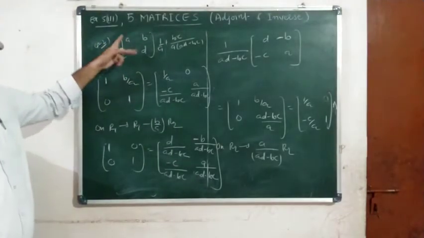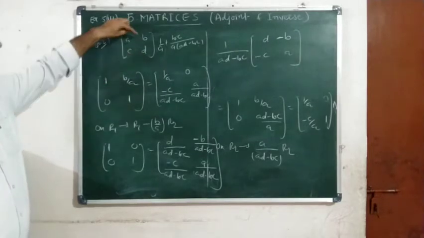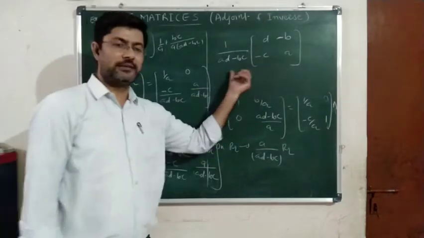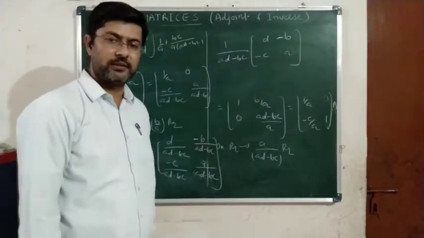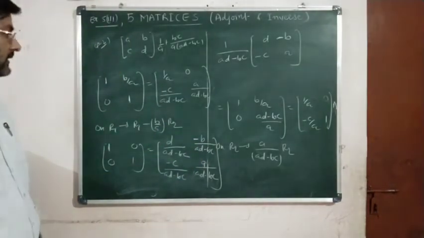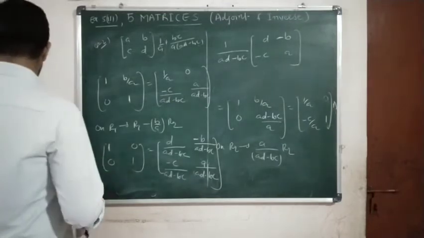So by interchanging the diagonal elements and by changing the sign of only the off diagonal elements, this is the adjoint and this is the determinant. So adjoint upon determinant is the inverse. So it is very clear. Yes or no? It is verified. So this is the answer. So question number 2 is over.